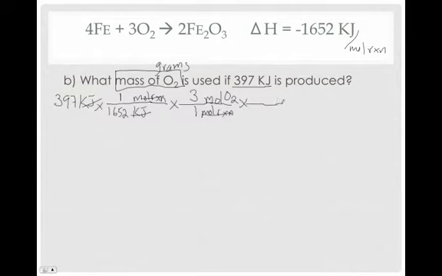And now the last part is just a simple mole to gram conversion. So we have moles of O2 on the bottom, and now we need to go to grams of O2, and we know that 1 mole of O2 is 32 grams of O2. And so we take the 397 times 1 times 3 times 32 divided by the 1,652 kilojoules, and we should end up with 23.1 grams of O2. Our moles of O2 there cancels as well.